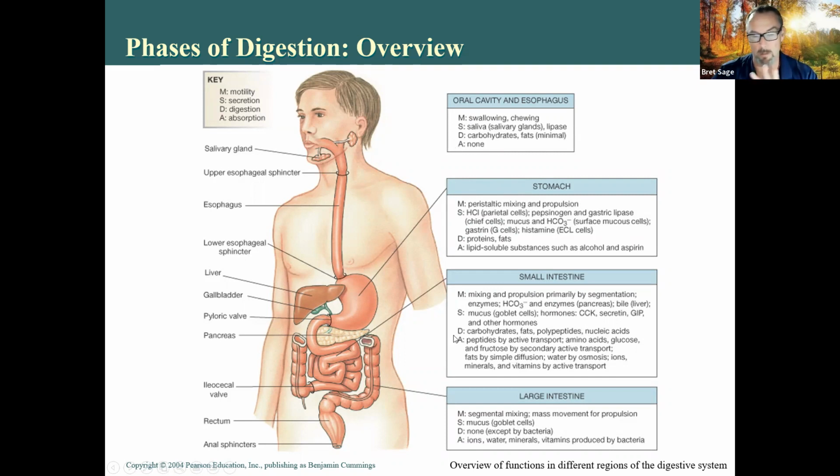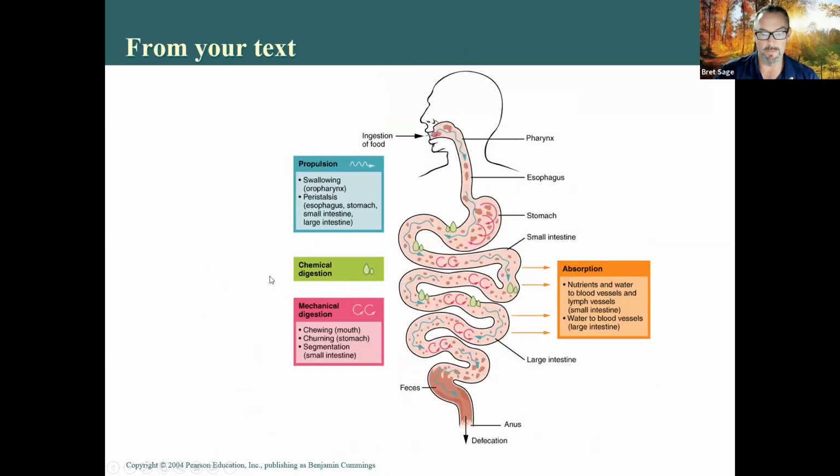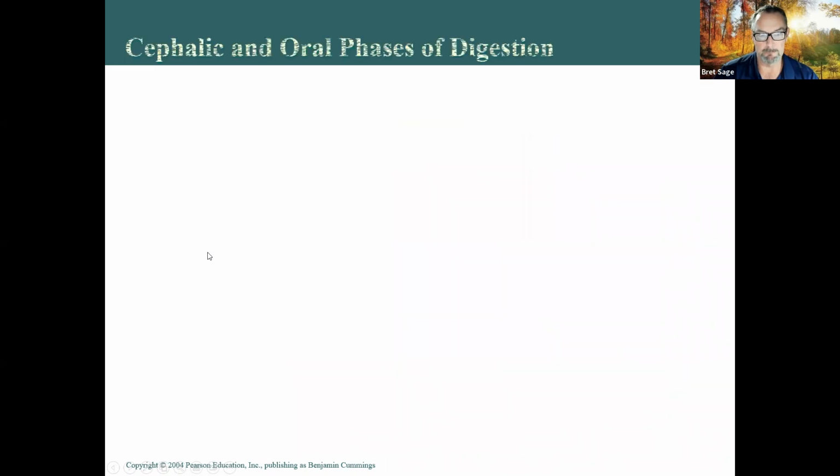So this is probably your best single image for studying what happens in each of the main regions in terms of motility, secretion, digestion, and absorption. I highly recommend you study this to get the basics of how the digestive system works. Okay, this is a figure directly from your text showing basically the same thing, not quite as good, but if you combine the two figures together, it gives you an excellent overview of what's happening in the different parts of the digestive tract.